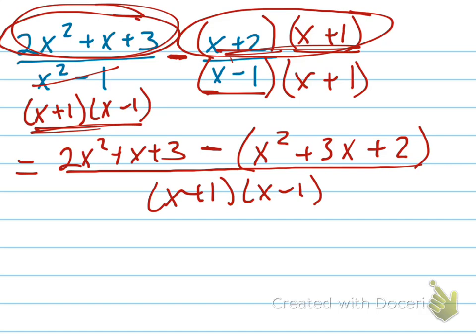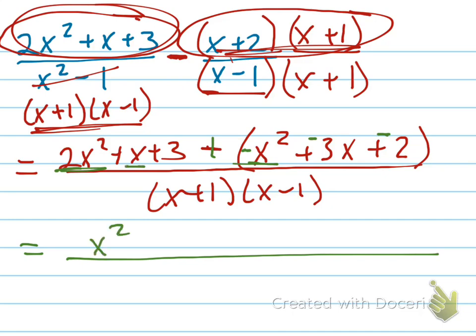Now I'm going to distribute this negative in. I'll do that in green. And I'm going to add like terms. So my final answer is 2x squared minus x squared is x squared. X minus 3x is negative 2x. 3 minus 2 is positive 1 all over x plus 1, x minus 1.